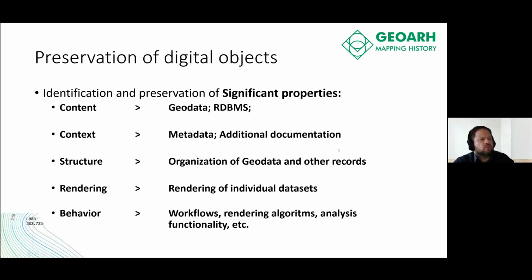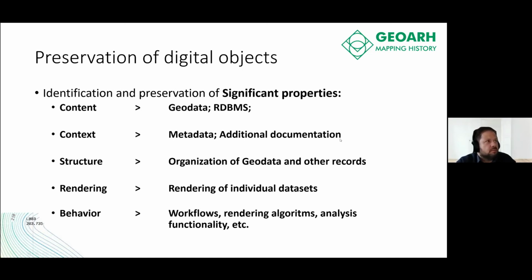Then we also need to render the data. As we said before, maybe we would like to have a river that is wider because it's more important than the other river, which is not a river, it's a stream. So that's how we differentiate using rendering. And of course, we want to save the behavior by having access to the workflows, to the rendering algorithms, to the analysis functionality, etc., etc.